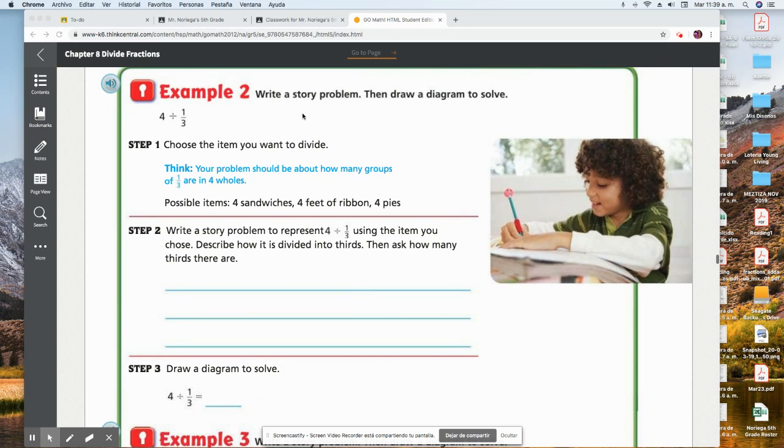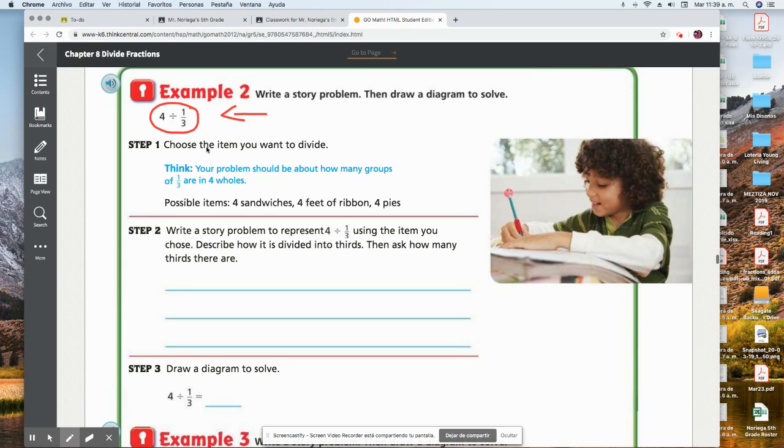Okay, example: write a story problem, then draw a diagram to solve. So we need to draw a diagram. First thing that we need to do before drawing is write a story problem that goes with this number sentence, 4 divided by 1/3.